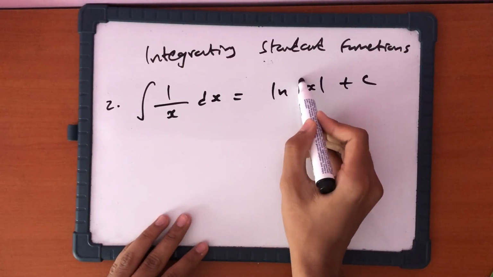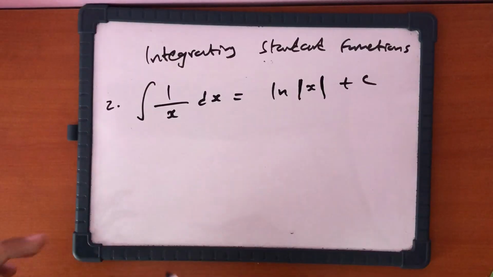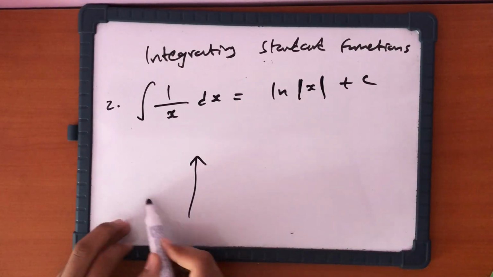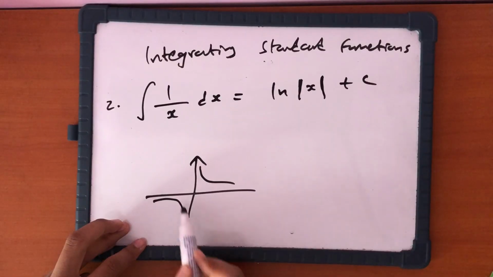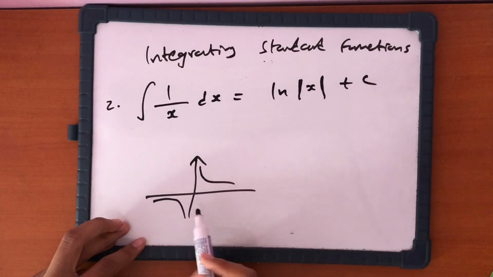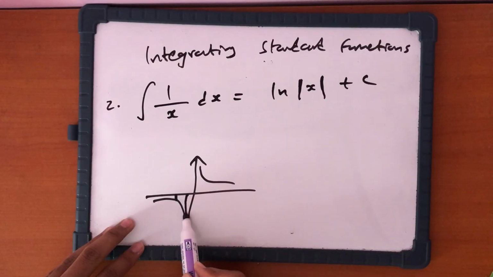And then this modulus sign comes because sometimes when you plug in limits, say you have a graph of 1 over x, 1 over x looks like this, and you want to find the area in the region where x is negative. Let's say you want to find that area.